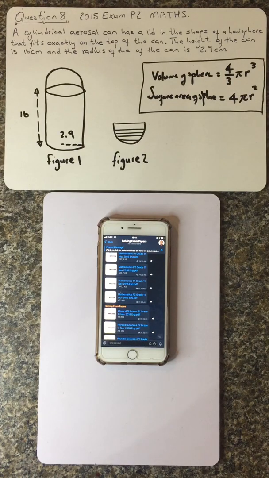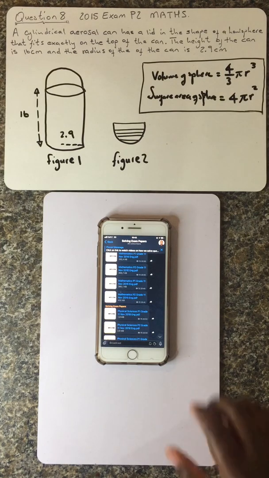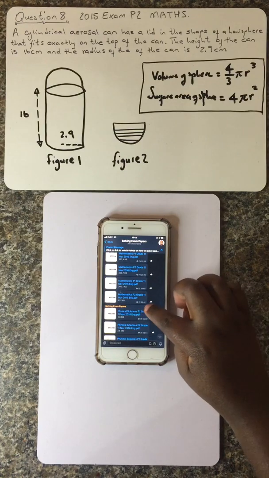Ladies and gentlemen, today we'll be looking at question 8 of the 2015 exam paper of Maths paper 2. Very much important. Today's lesson, I'm just using my phone.